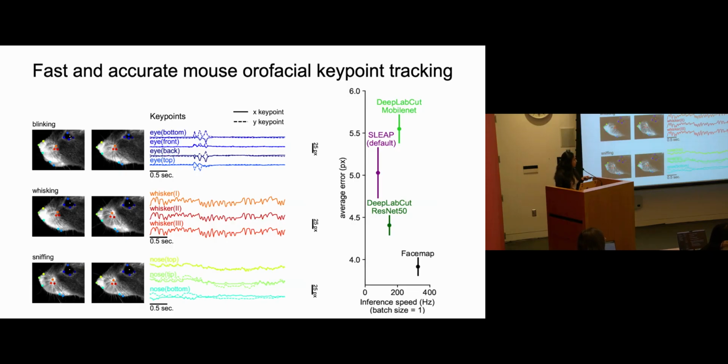So our model stands here, and as you can see, it's not only just as accurate as the existing models, but we're able to push this boundary of the inference speed, or how fast the model is, by making a much smaller network specific for the face.